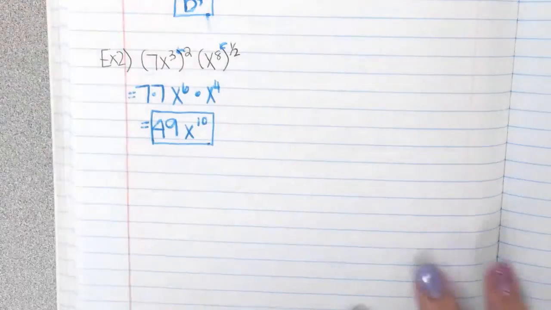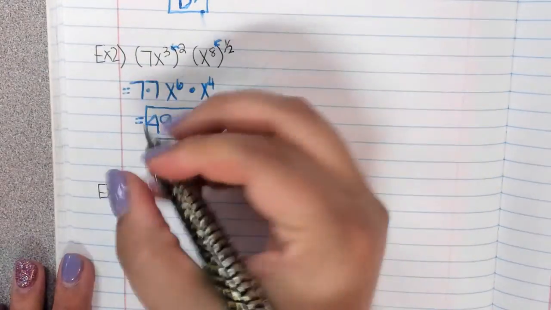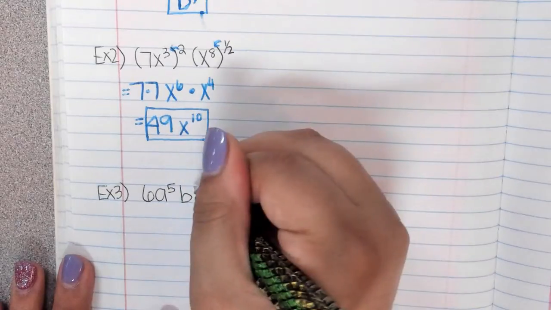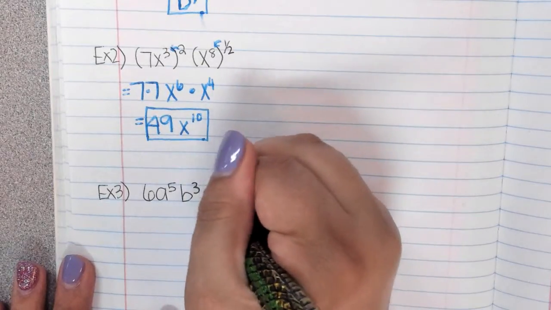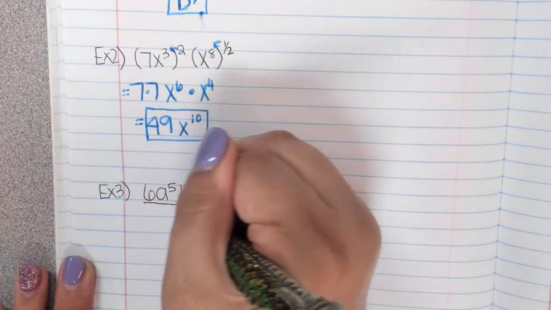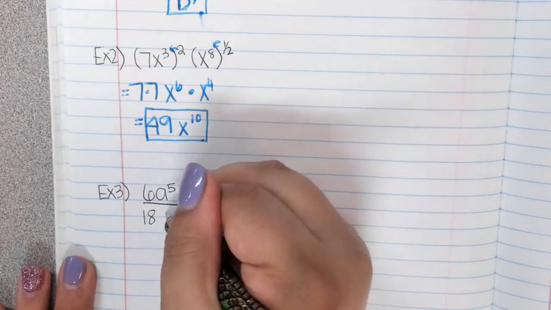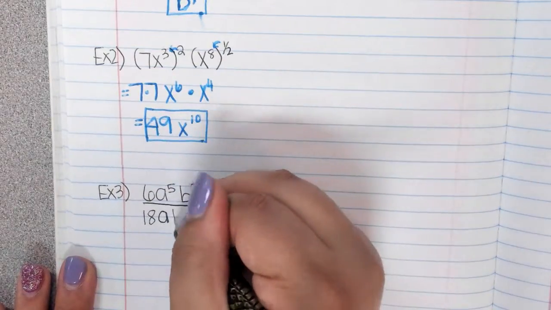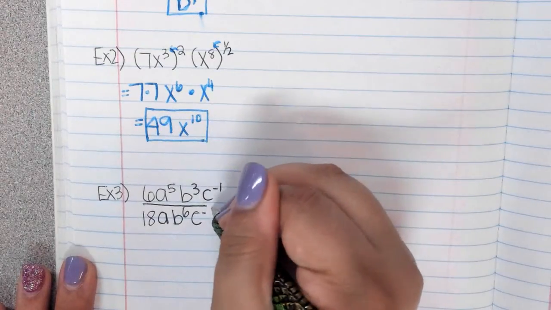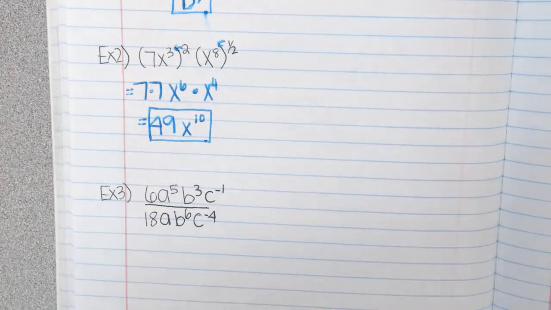Okay, last example, then it's quiz time. I have 6, a5, b to the 3, and c to the -1 divided by 18 a b6 c to the -4. Okay.